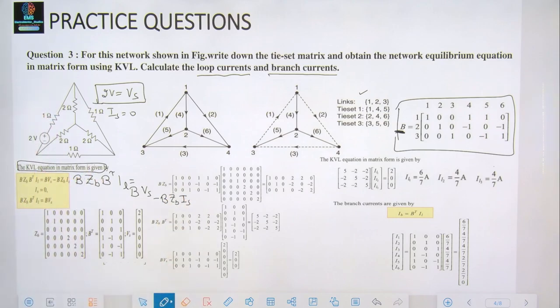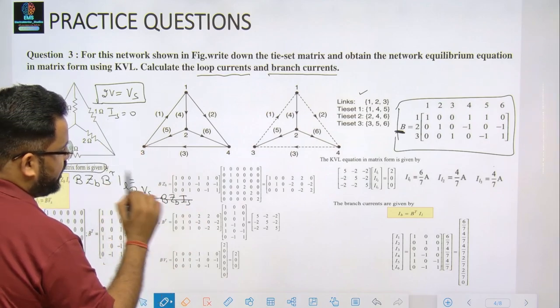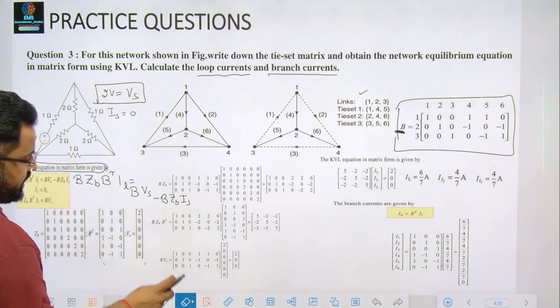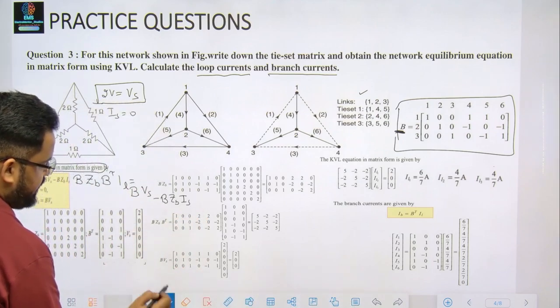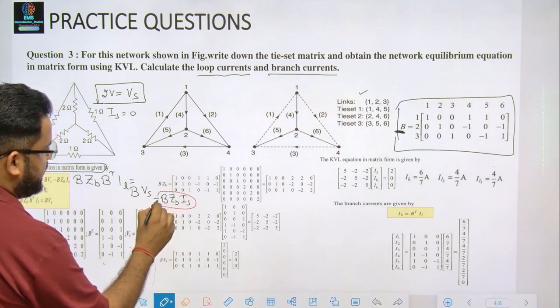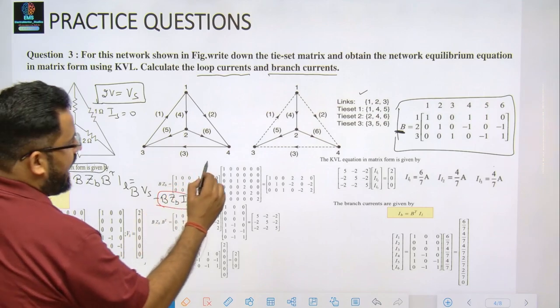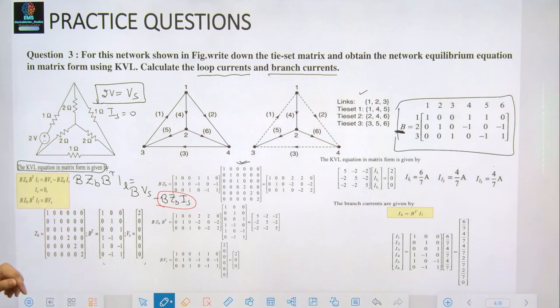Now for the given question, remember this thing, Is is 0. So this part will already be 0. I'll mark it with some other color. This part is already 0 because Is is 0. Now, how to write this ZB?